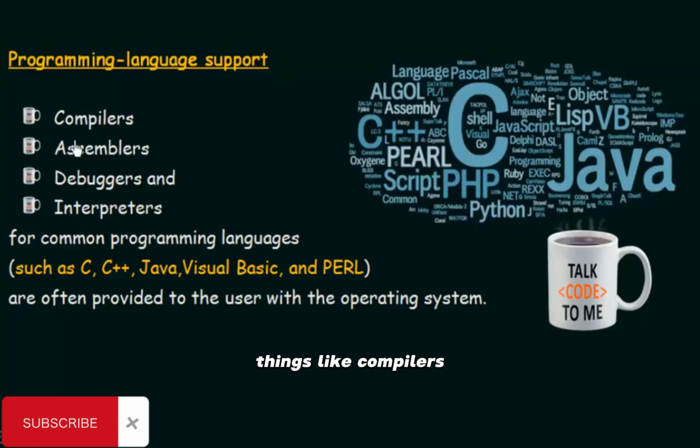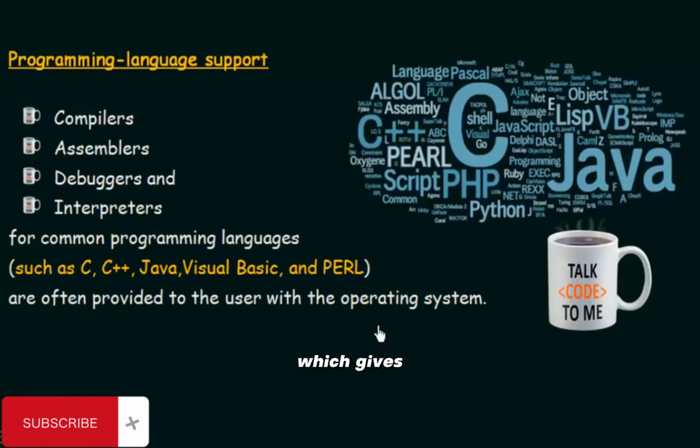There are things like compilers, assemblers, debuggers, and interpreters for common programming languages such as these, which are often provided to the user with the operating system. These are usually provided with the operating system so that your system will be able to compile the code written in these languages, and works flawlessly, even if it has to compile some source code related to some programming languages.